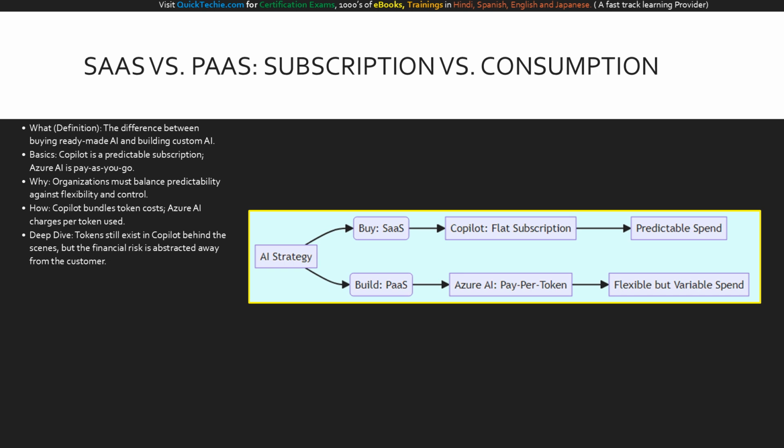This diagram splits your strategic procurement decision. On the top path, buying a SaaS solution like Copilot leads to a flat subscription and predictable spend.